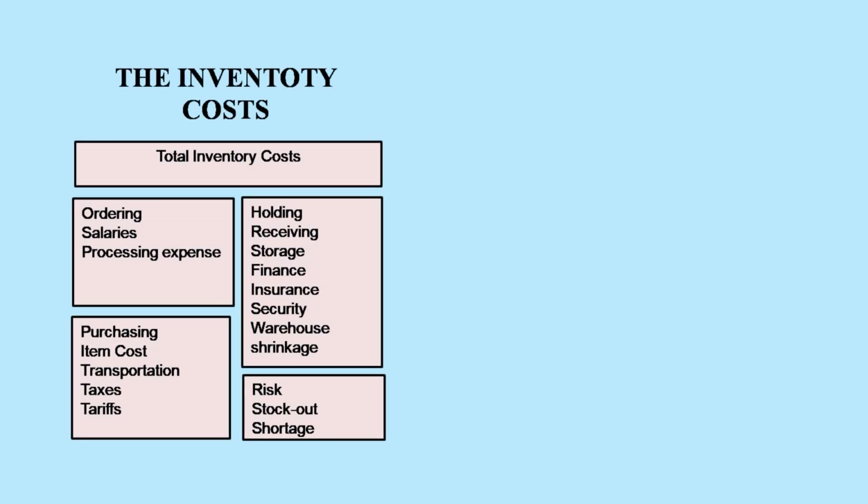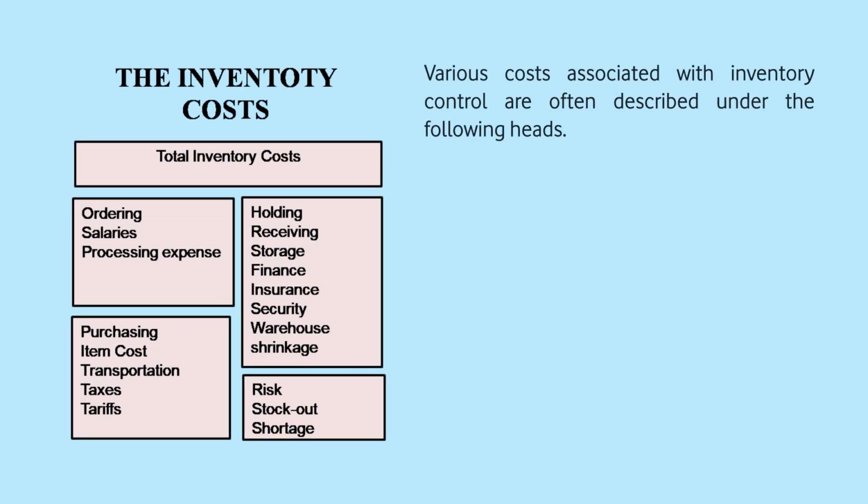We have already studied the inventory lead time. Now, the next session we have to take up, before assessing the economic order quantity, is the inventory cost, and how the total cost is built up. There are various costs associated with inventory control, often described under the following heads. Because if we monitor and control the lead time, we can control the cost also.